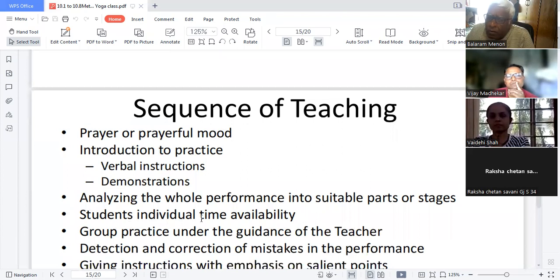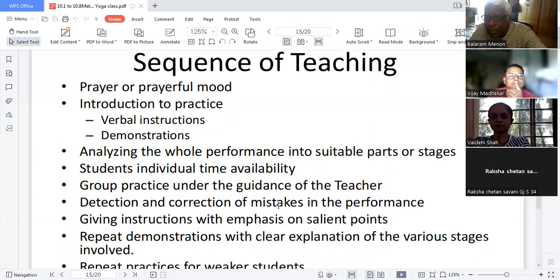Students' individual time availability is to be looked into, because their office time or domestic work may be held up. That's why they have to go. In the morning, these ladies have kitchen work, so they have to go early. So the timings are adjusted accordingly. Group practices under the guidance of the teacher. Detection and correction of mistakes in the performance.